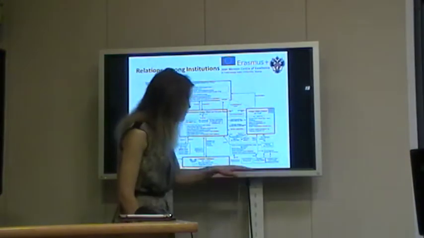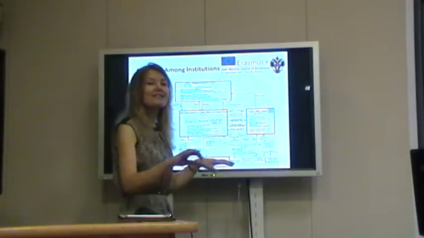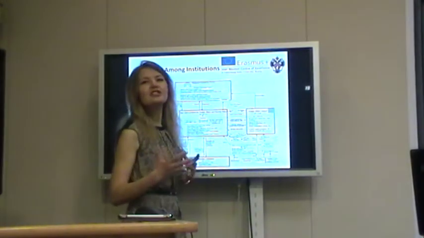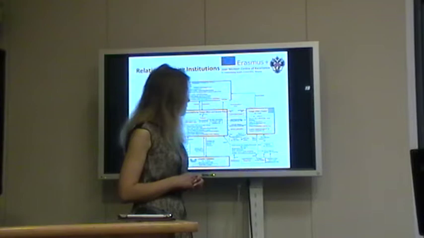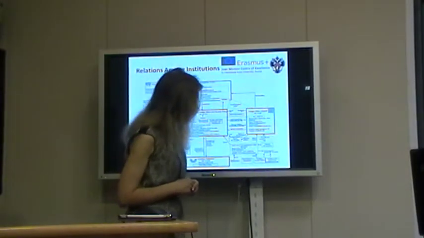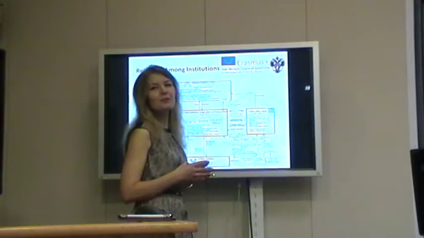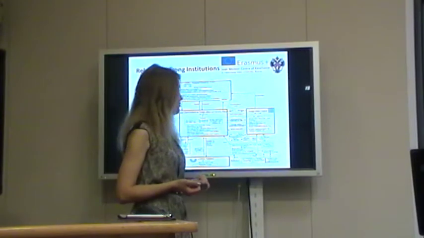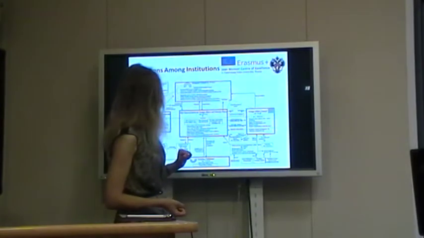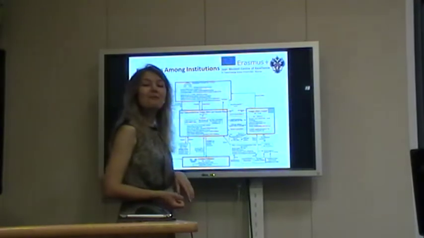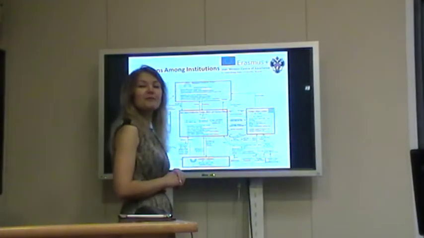There are various smaller groups like the European correspondents. These are people located in various institutions who regularly exchange what's going on in different domains. There is an EU military committee which provides advice on various military operations. There are also various working groups that I mentioned, and there are diplomatic representations of the European Union and its member states which regularly consult the European External Action Service.